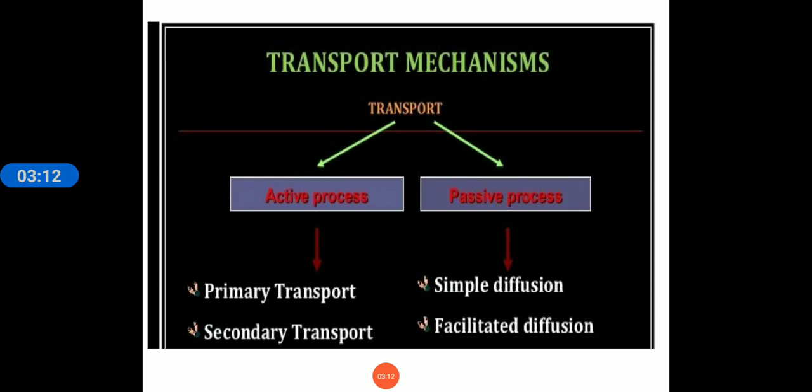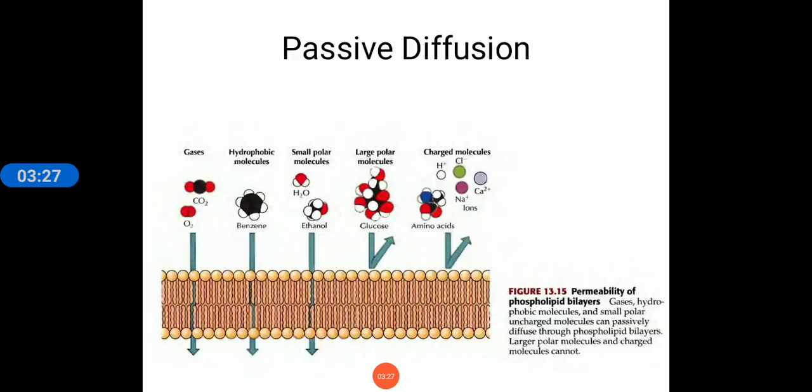The active process is also divided into two types. One is primary transport and the other one is secondary transport. In detail, we'll study further what primary and secondary transport are. So firstly, let us see the passive process. The first one is simple diffusion.